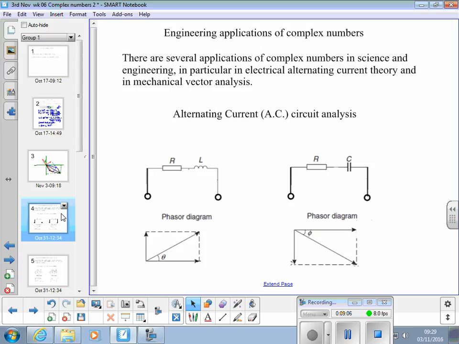So there are a number of applications of complex numbers in science and engineering, in particular electrical alternating current theory. In electronics you can have problems that involve complex numbers and vectors, and in mechanical, some vector analysis, forces acting at different angles on a body, two planar forces. We're going to do a couple of examples in electrical and perhaps one in the mechanical area to show you where you come across these in engineering.